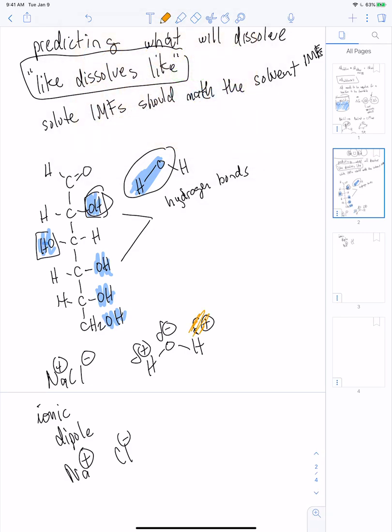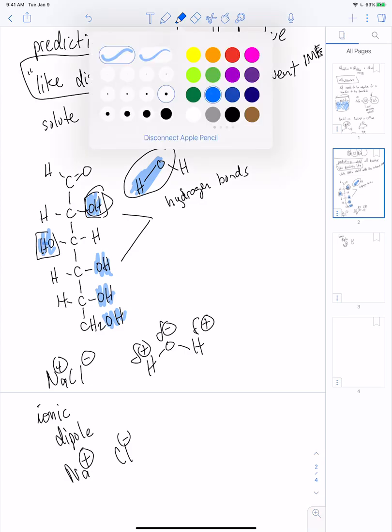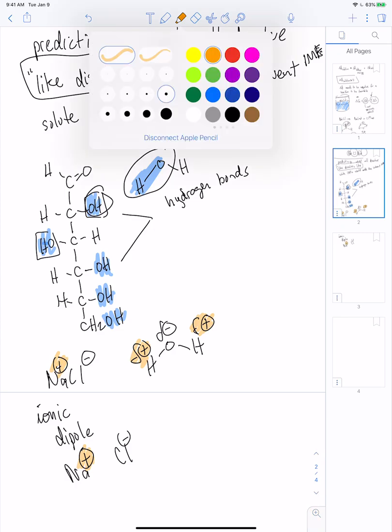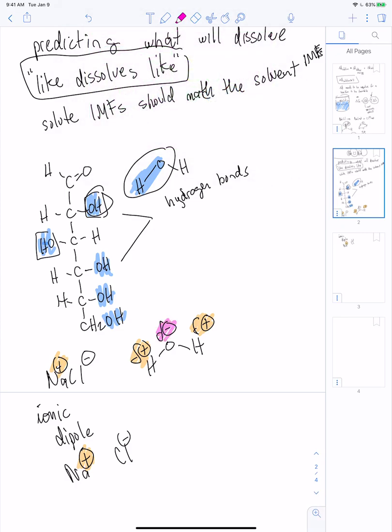And so again, this polarization that we see here with a positive and a negative. So we've got this positive, this positive, it matches up with these positives here. And then the negative also matches these negatives. And so again, like dissolves like is referring to some extent to the structure. So if they share structural similarities, that might be true. But more so, it's referring to the intermolecular forces.